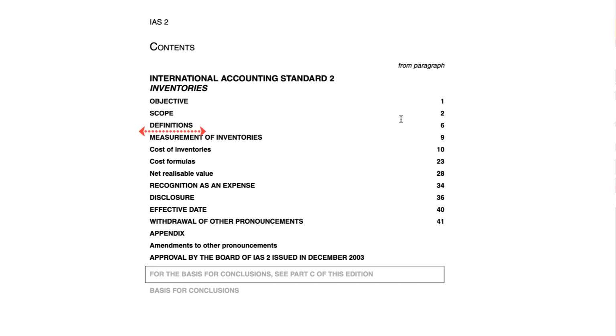Then the definitions. Super important again. You've got an economic event. It's an asset. You've worked that out. Now, is it an inventories asset? Is it an investment property asset? Is it property, plant, and equipment? Your definitions are going to help you there, guys.